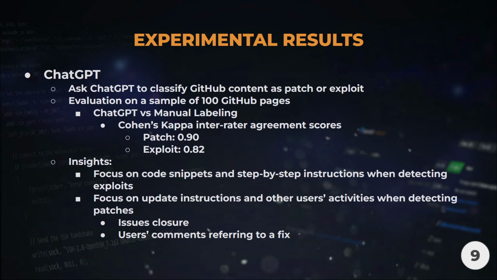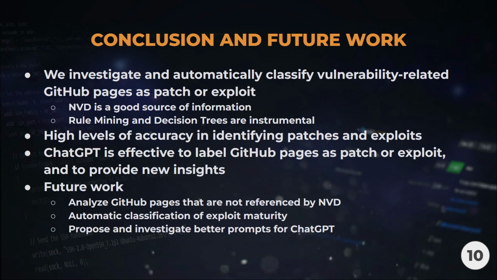And so among the insights we can extract from these experiments, we observed that ChatGPT focuses on code snippets and step-by-step instructions when detecting exploits. In contrast, when detecting patches, ChatGPT seems to focus on the presence of update instructions and user activities such as issue closure and comments referring to a fix.